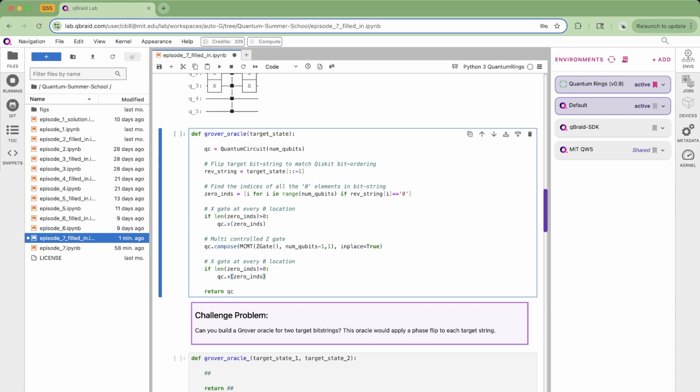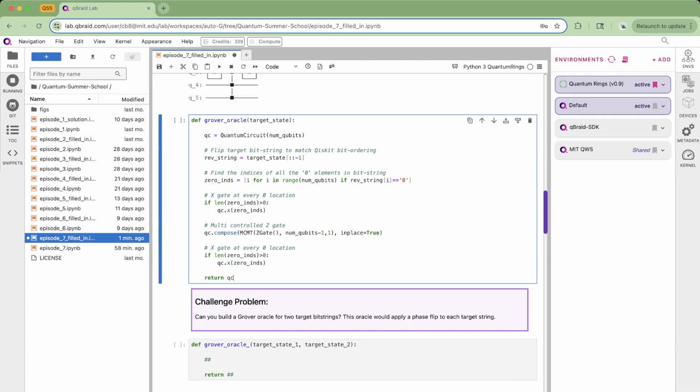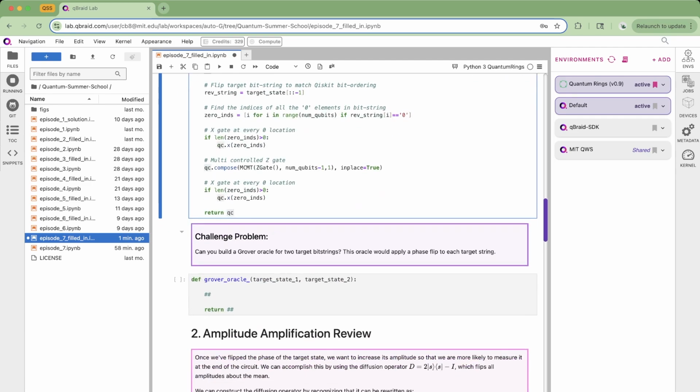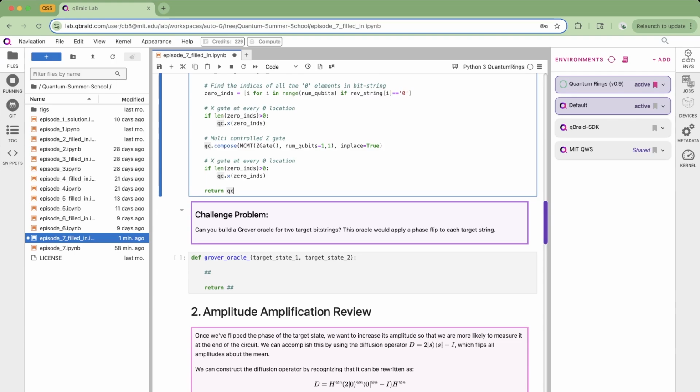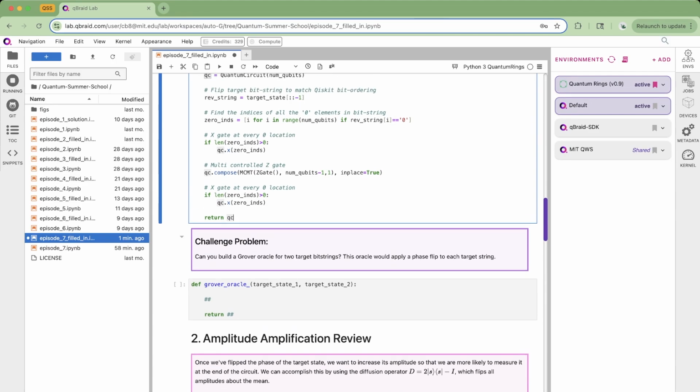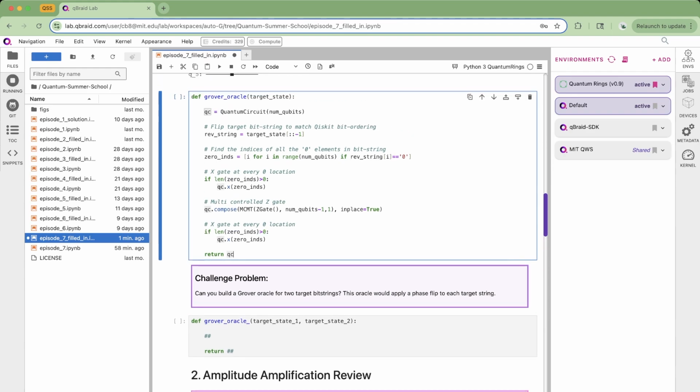We're going to use the compose function later to put this mini quantum circuit into a bigger quantum circuit. So now if you want a challenge, can you build the Grover oracle for 2 target bit strings? The way this would work is it should apply a phase flip to each target string. For instance, if you were targeting both the 0, 0, 0 state and 0, 1, 0, it should flip the phase of those 2 and not of any of the others.